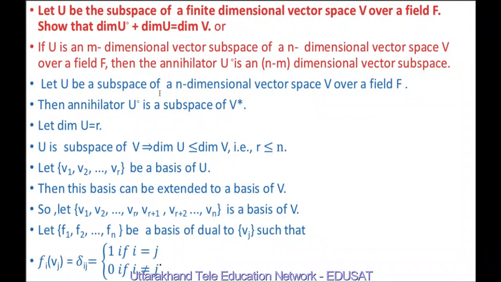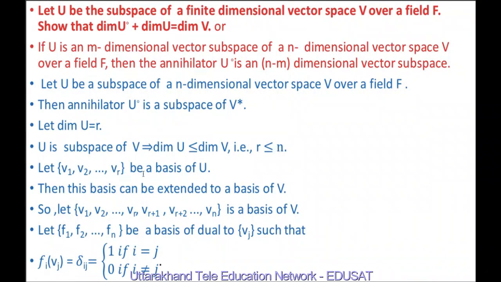Let U be a subspace of n-dimensional vector space V over a field F. Then the annihilator U dot of vector space V is a subspace of V star. V star means dual space of vector space V. Let dimension of U equal r. Dimension means number of elements in its basis set. Because U is a subspace of V, therefore dimension of U is less than or equal to dimension of V. That is, r is less than or equal to n.